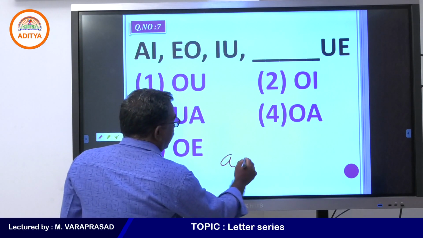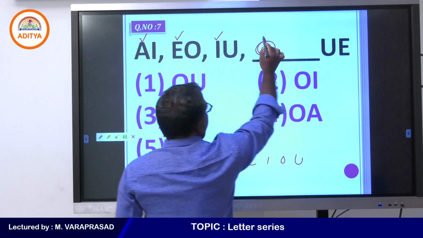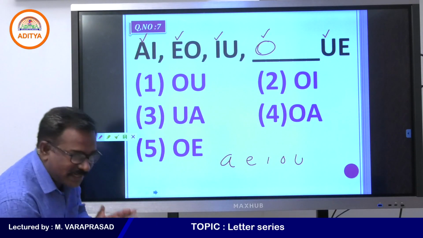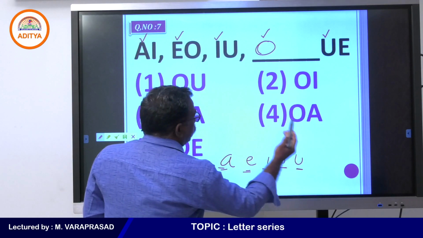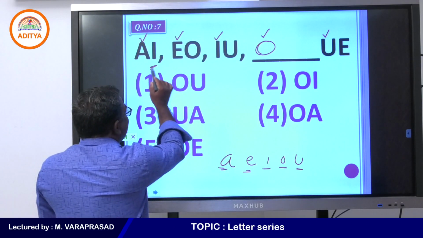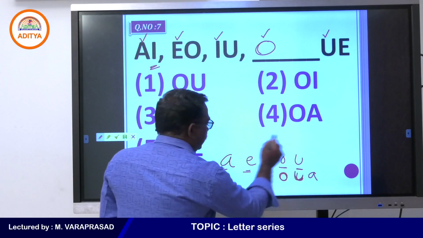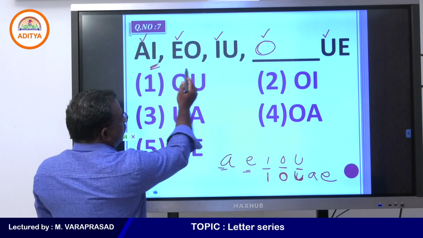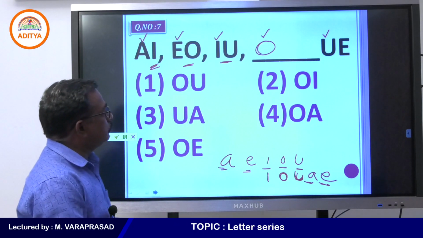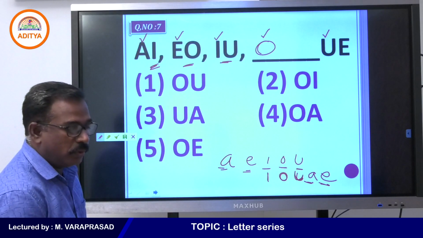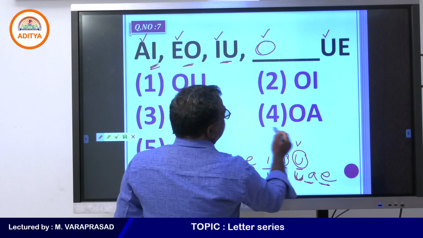So A, E, I, O, U. If you take the first letters here, the series started from A, E, I, O, U. The second letters started from I. The second letters go I, O, U, A, E. So you will get the answer as O, U or O, A. Here in the second place, the answer is A.